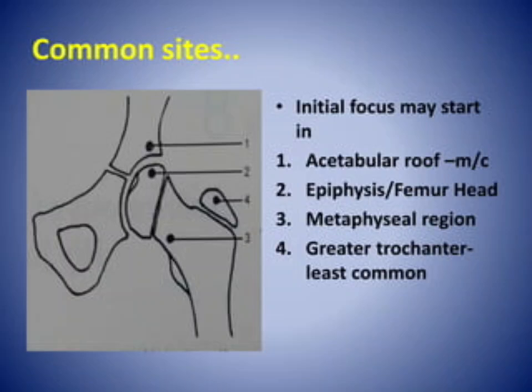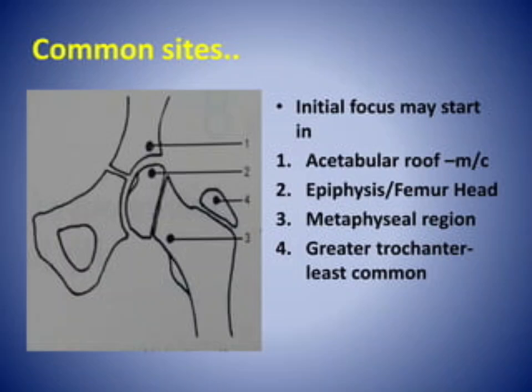Then comes the second stage, which is the stage of arthritis. The erosion of the articular cartilage starts here, due to which the powerful muscles of the hip joint start undergoing spasm. As a result, there is flexion, adduction, and internal rotation, and there is an apparent shortening of the limb.